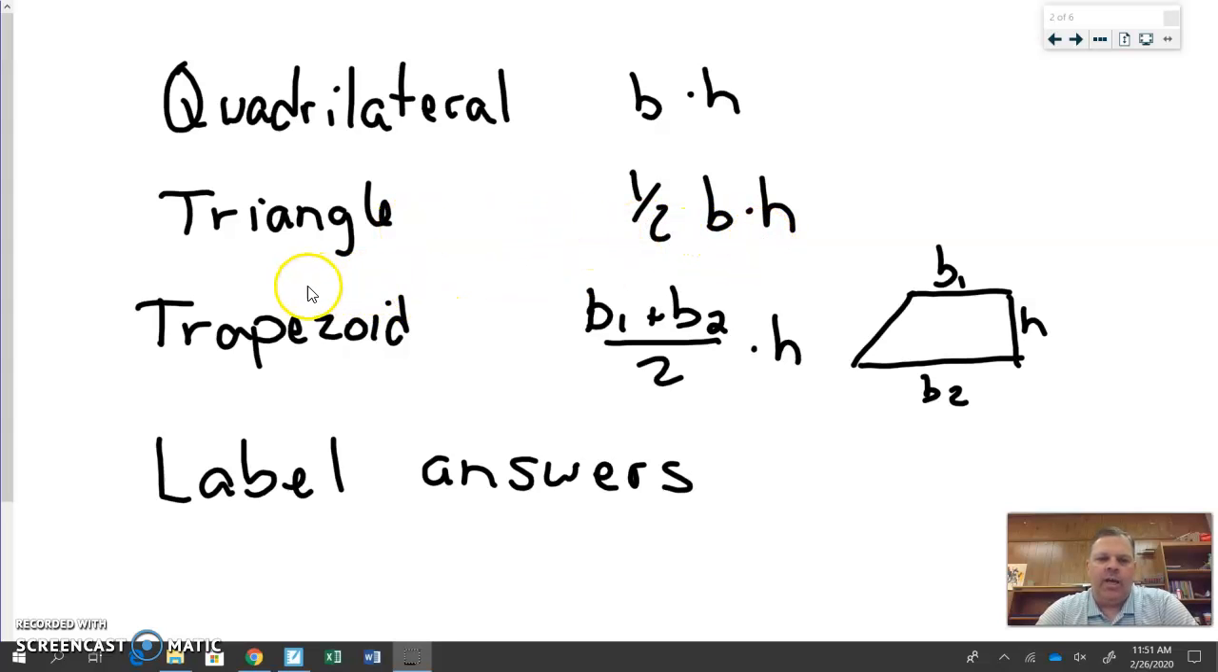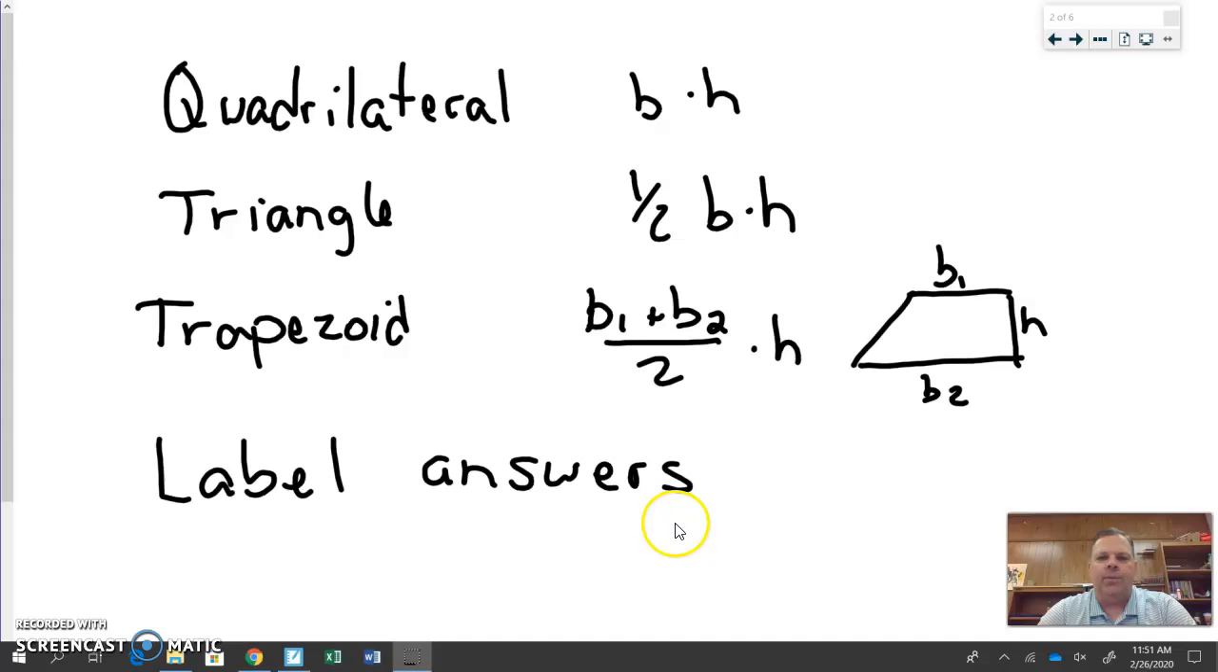And one thing that you're going to have today is a trapezoid. A trapezoid looks something like this, where it has one set of parallel sides. We take the base 1 plus the base 2, we divide that by 2, and then multiply that by the height. Reminder, please remember to label your answers.